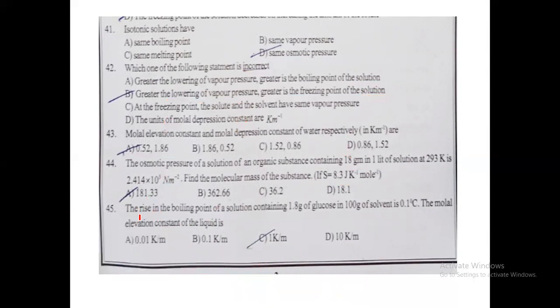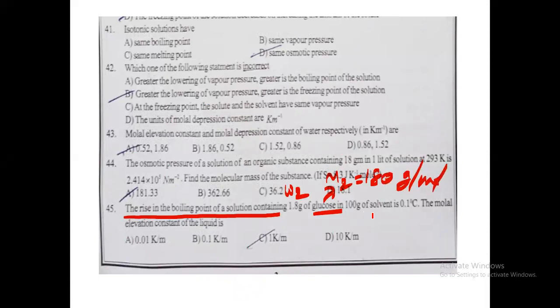The next one here: the rise in the boiling point. The rise means elevation. Elevation in boiling point of a solution containing 1.8 grams of glucose. So W2 is given, and the glucose gram molecular weight is 180 grams per mole. The rise in the boiling point, delta Tb, is given as 0.1 degrees Celsius. Next, the molar elevation constant of the liquid. Molar elevation constant means Kb. We have to calculate the molar elevation constant. Is that clear? So now what is the formula?